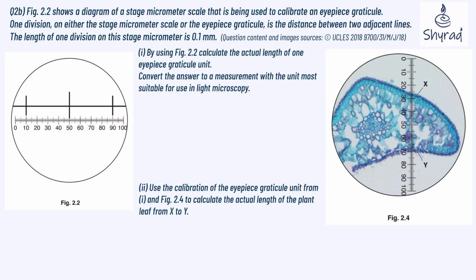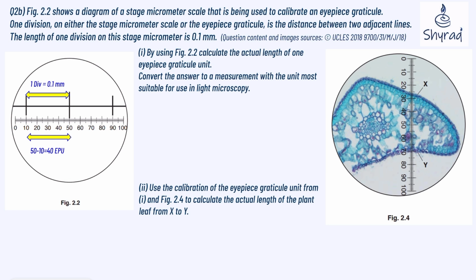Figure 2.2 shows a diagram of a stage micrometer scale that is being used to calibrate an eyepiece graticule. One division on either the stage micrometer scale or the eyepiece graticule is the distance between two adjacent lines. The length of one division on this stage micrometer is 0.1 millimeters.